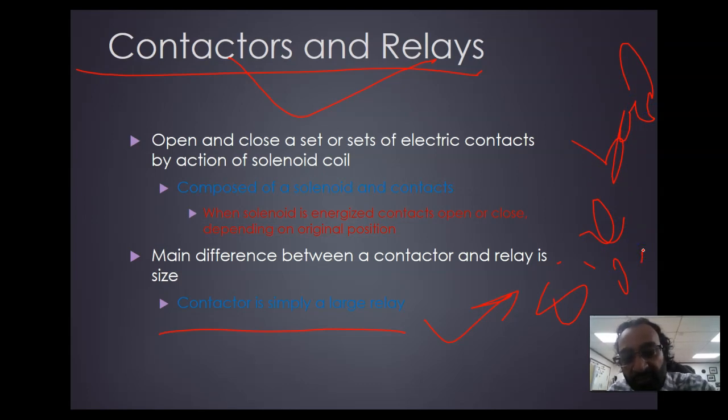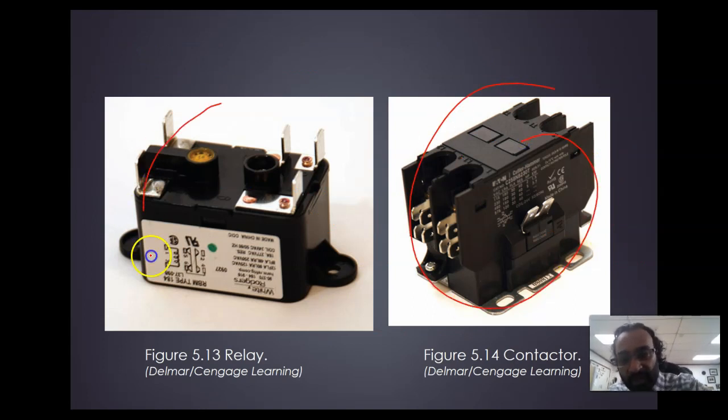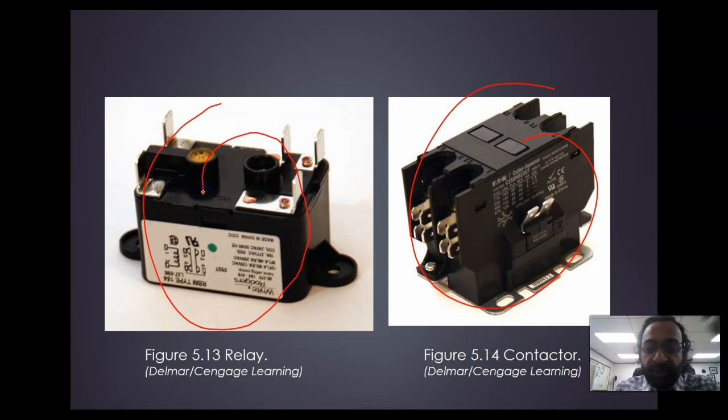So 25 amps or more, or 20 amps or more, it's called a contactor. If you use the terms interchangeably, it's not going to be a problem. But they are the same. A contactor is bigger, bulkier, and it has more amperage. So 20 amps or more is a contactor. These are contactors, and see it's a little bit bigger, and if you look at the amperage, it's a little bit different. But again, you can use the terms interchangeably. The only difference is the amperage.